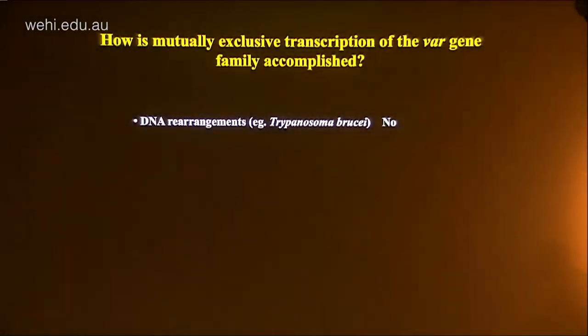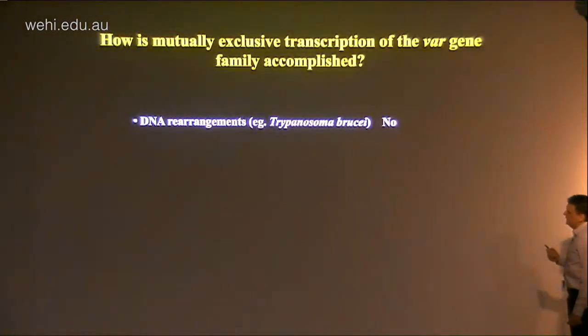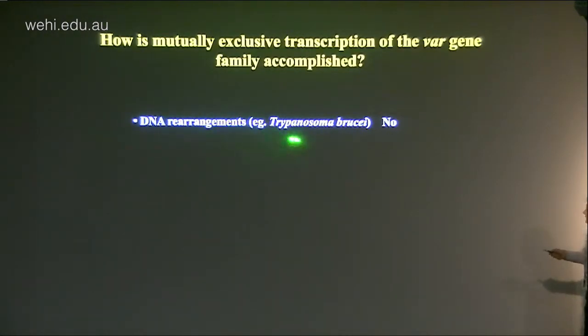So what is the mechanism of allelic exclusion? How does the parasite manage to silence 59 of those genes and activate only one? And how does it move from activation to silencing, or silencing to activation? There are a number of different ways it can do this, and I said I'd briefly mention Trypanosoma brucei. And the mechanism for this one, although it does involve epigenetic control as well, is DNA rearrangements. That does not occur in Plasmodium falciparum. It does not involve DNA rearrangements at all.